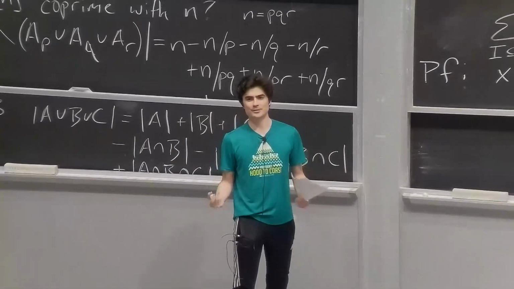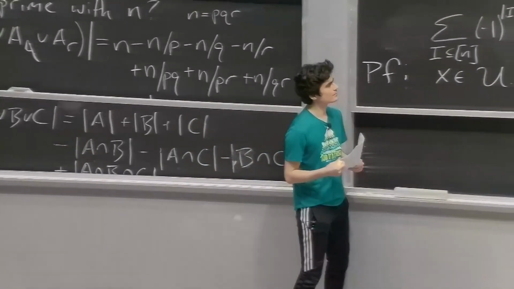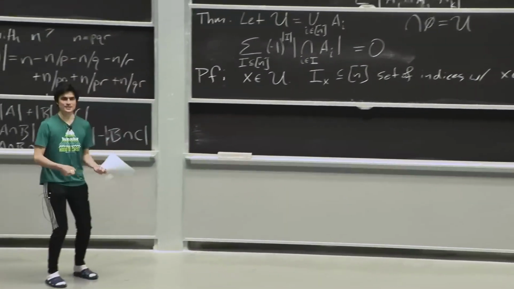But now, how much does it contribute to the left-hand side for each of these? Well, how many subsets of I sub x have even size, and how many have odd size?